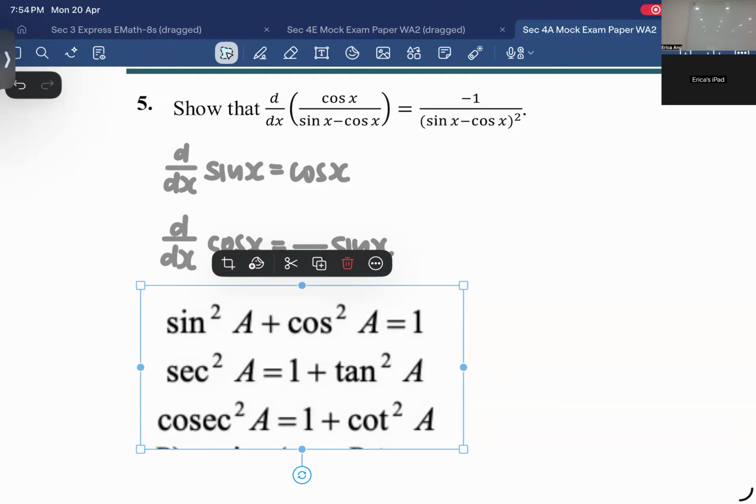Quotient rule is wrong. How do you do quotient rule? Yeah, quotient rule. No, this is not this. How do you do quotient rule? No, no, no, stop. This one. This is not. Okay, then I just start. No, don't cancel. What you do is wrong. Start.